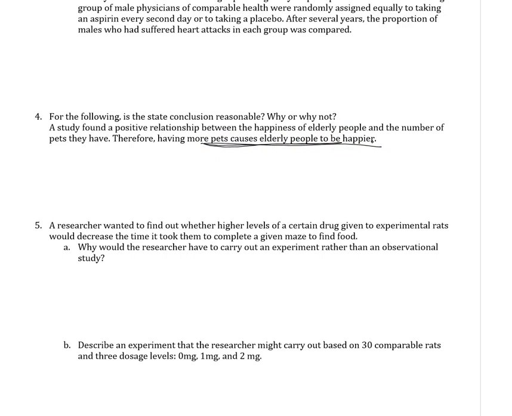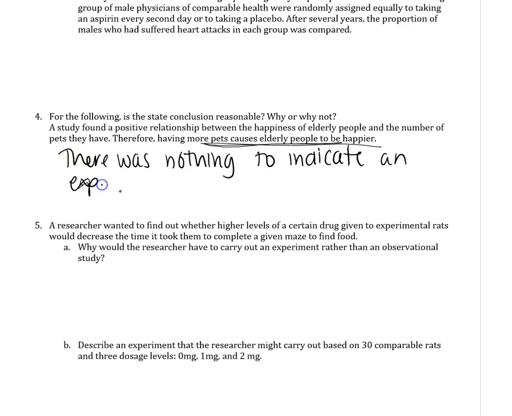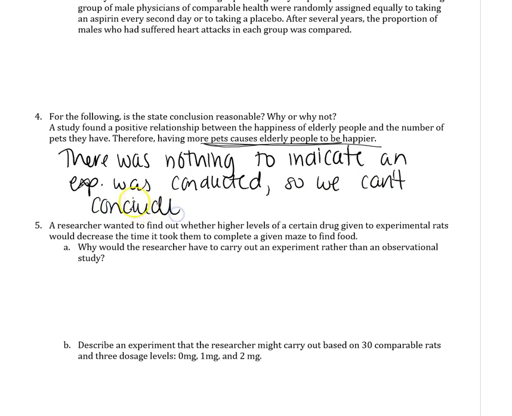I technically can't say cause and effect here because there's nothing to claim that there was an experiment being done. That goes back to one of the first things I said about experiments: experiments allow us to conclude cause and effect. This seems to be just me observing elderly people being happier with the pets that they have. So I can't say that there's a cause and effect happening here. There was nothing to indicate an experiment was conducted, so we can't conclude cause and effect.